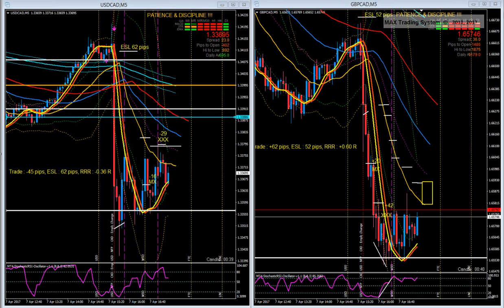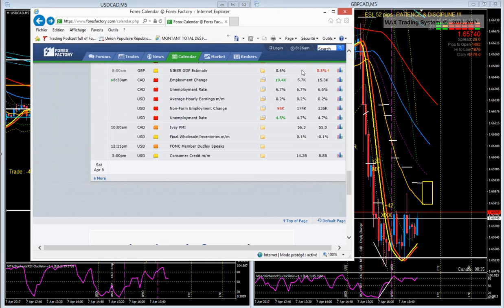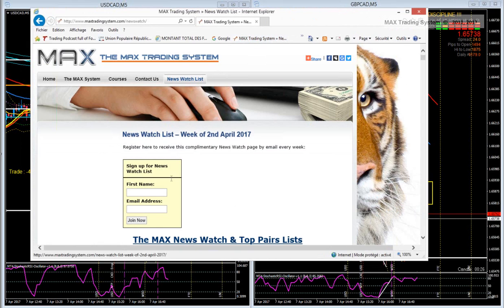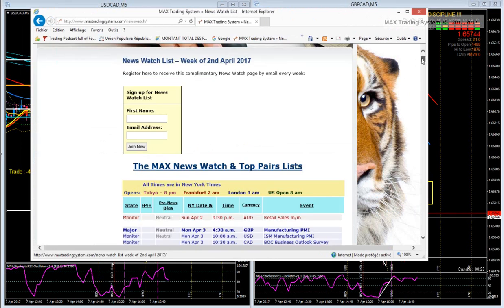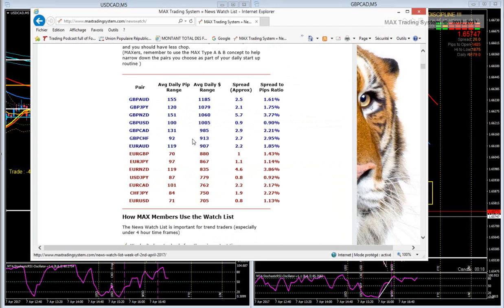Where is it? Here. So this was the calendar. The website for the Max news release is here. For the news watch, sorry, the news watch. Every week we update the list of the important news. We have also the top 14 pairs, which are pairs where it's interesting to check. You see the pound card was at the top of the list. The USD card, was it in the list? No, it was not in the list, but it has been defined by the context.